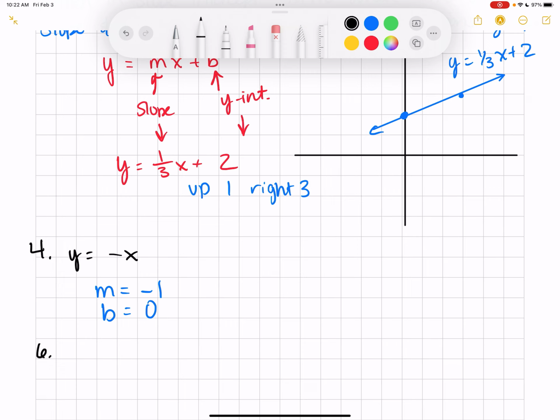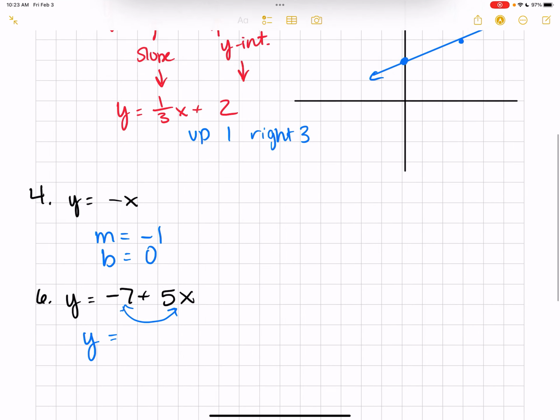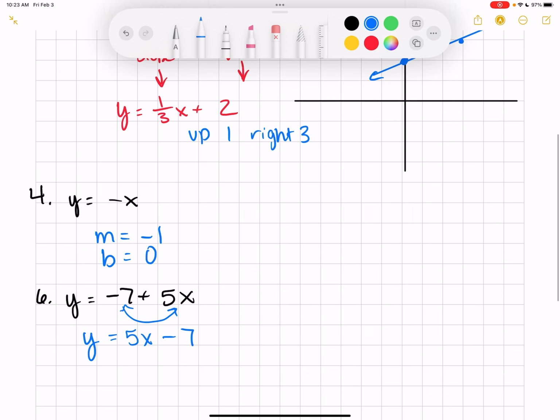Now 6, y is equal to -7 plus 5x. Now this one is written backwards, so we need to rewrite it first. We want the number with the x to be touching the equal sign. So I just need to flip these two terms here. So I need to rewrite this as y is equal to 5x minus 7. So y'all see what I did? I just literally took the two things and swapped them.